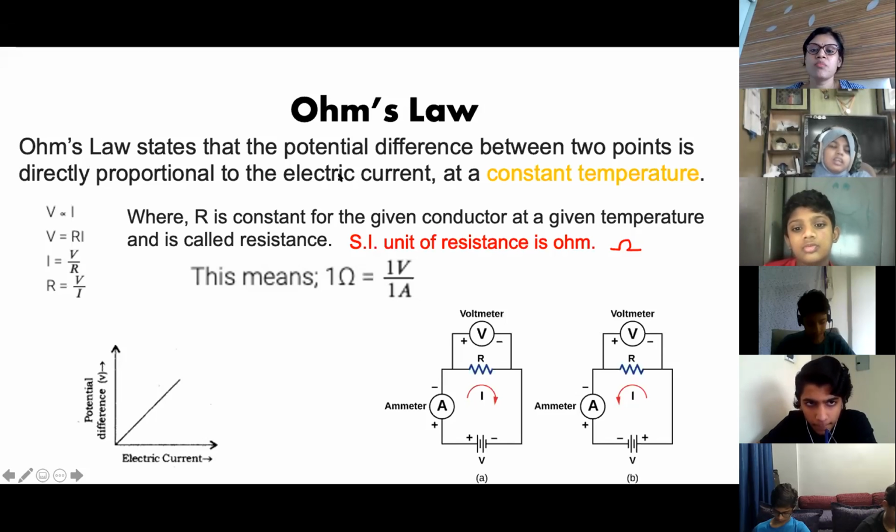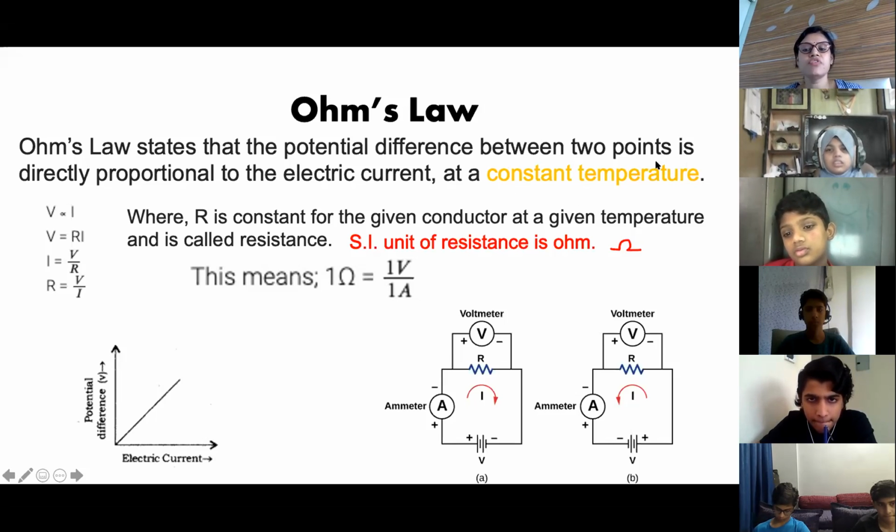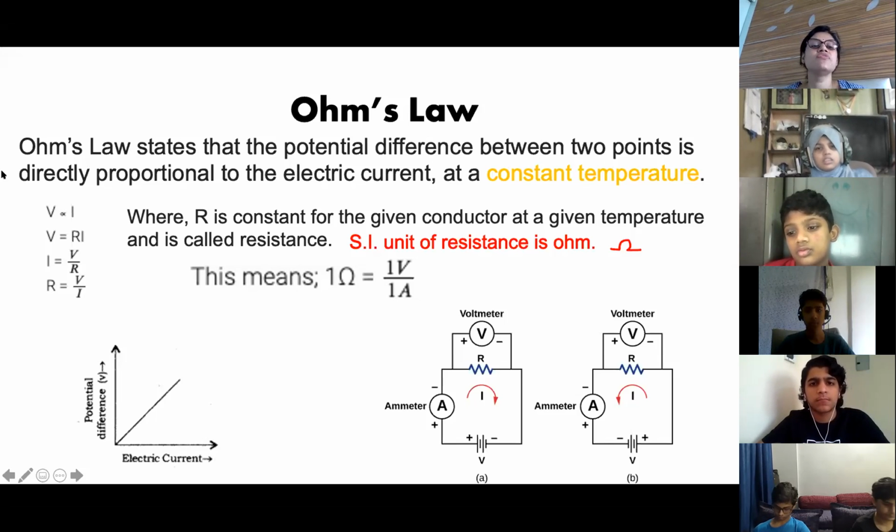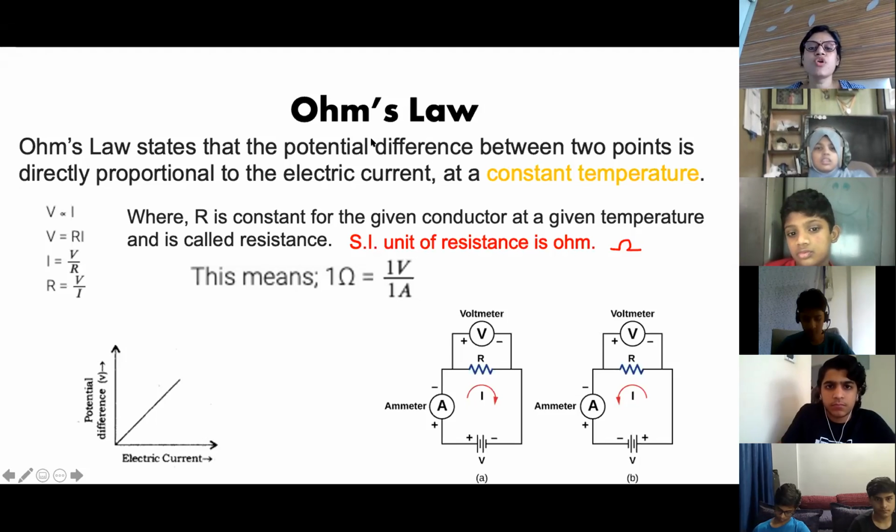And what is Ohm's law? Ohm's law is that the potential difference between 2 points is directly proportional to the electric current at constant temperature. Always remember, if you don't write constant temperature, you will get 0 marks, even if you write the complete sentence till here. Because Ohm's law is not valid if the temperature varies. Ohm's law is valid only when the temperature is constant.